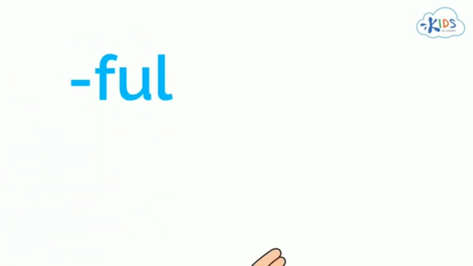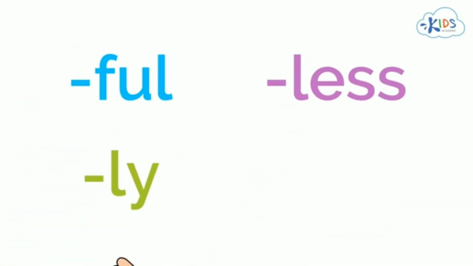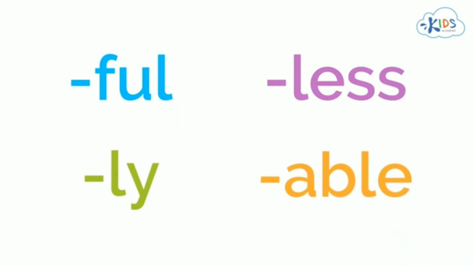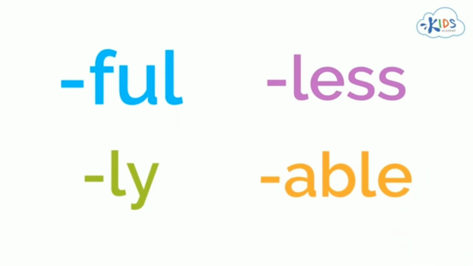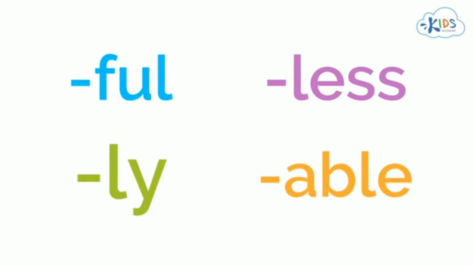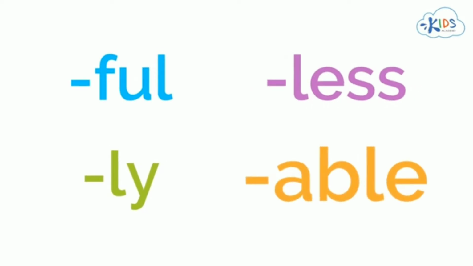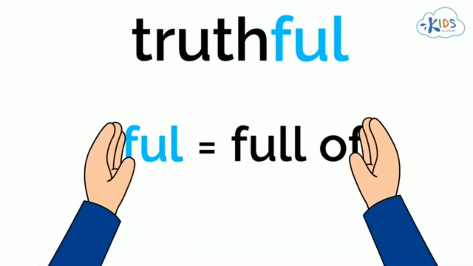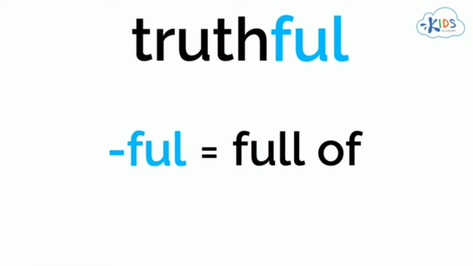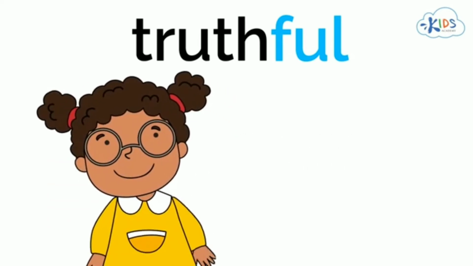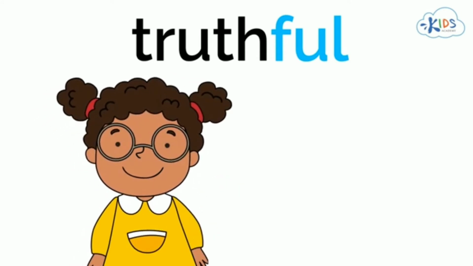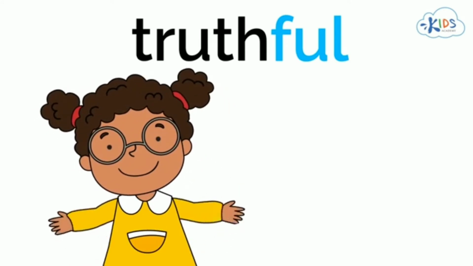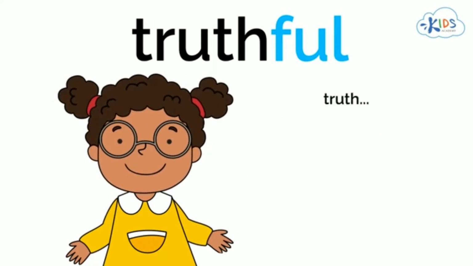Suffixes are letters at the end of a word. These change the meaning. We will look at 4 suffixes: full, less, ly, and able. Here's one: truthful. When we add full to a word, it means full of, just like it sounds. So, truthful would be full of truth. If you are a truthful person, you are full of the truth, or you tell the truth often.